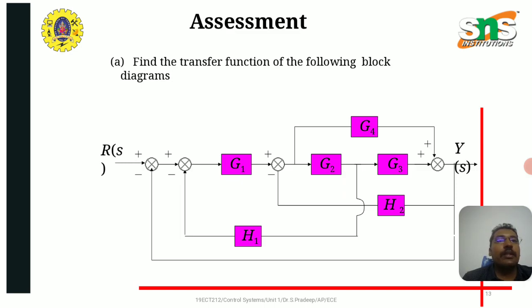The assessment question is, find the transfer function of the following block diagrams. Here the block diagram is given. By using the above studied rules, we need to reduce this complex block into a simple block using block diagram reduction techniques.